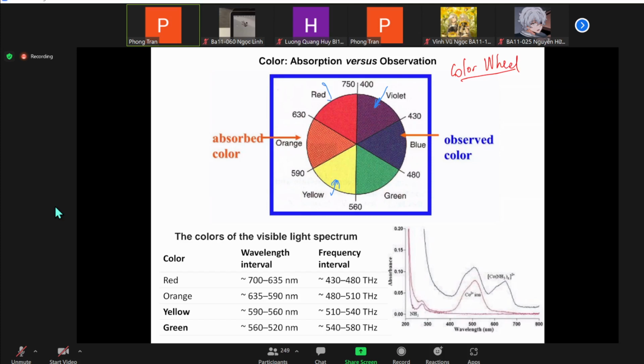If the compound absorbs photons in the red range, you will see the green color. And if it absorbs in the green range, you will see the red color. If absorbed in the orange, you will see the blue. And inversely, if it's absorbed in the blue, you will see the orange. Here, the numbers represent the wavelength of absorption. So if the compound absorbs in the wavelength of 430 to 480, the blue, then you will see the orange color. Okay, is it clear for you guys?